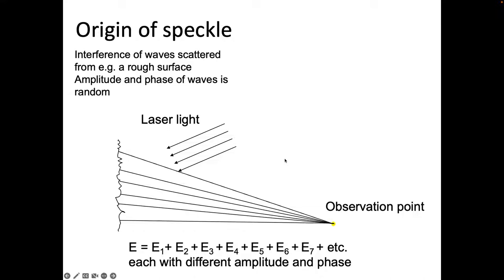So the key here is you have laser light, a monochromatic light source, flat wavefront that hits the surface that has a roughness that is more than the wavelength of the light. And then you have here an observer, and an observer observes all these electromagnetic waves that come from different points here on this surface.